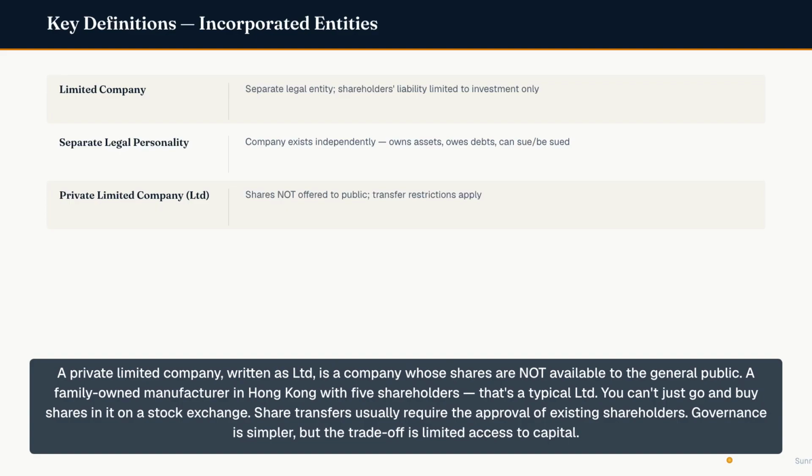A private limited company, written as Ltd., is a company whose shares are not available to the general public. A family-owned manufacturer in Hong Kong with 5 shareholders, that's a typical Ltd. You can't just go and buy shares in it on a stock exchange. Share transfers usually require the approval of existing shareholders. Governance is simpler, but the trade-off is limited access to capital.